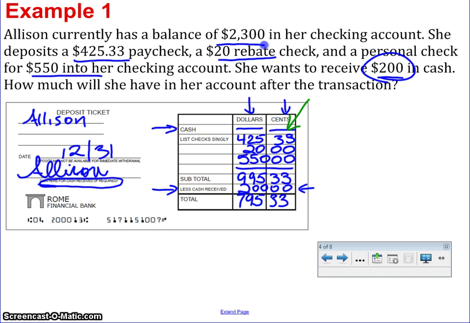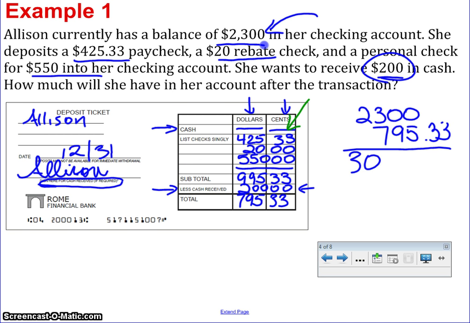So the question here says how much is in the account after the transaction? Well, we know that she had $2,300 in the account because it tells us that right there. And we know that she's adding $795.33 in. If we're to total this, we now know that her new balance is $3,095.33.